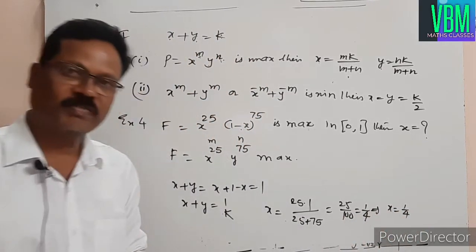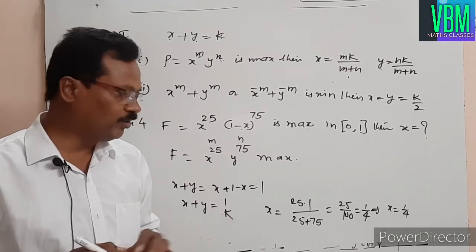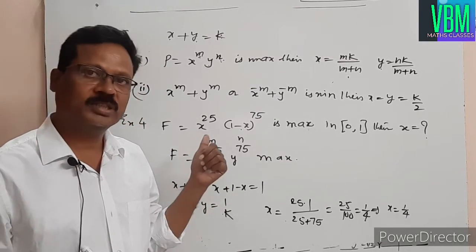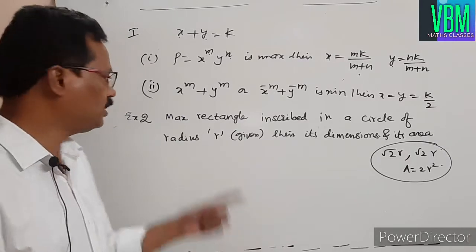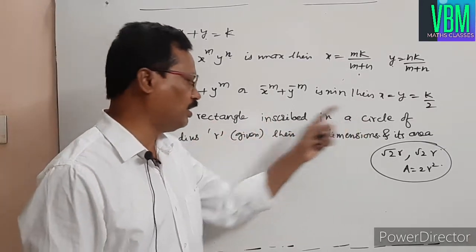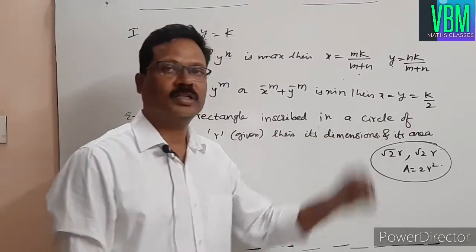See that it is very easy to apply this formula. This was a previous year mains problem. Therefore, in the mains we can apply shortcuts related to this formula. Now, the next problem on this. A maximum rectangle inscribed in a circle of radius r is given, then what are its dimensions and area?